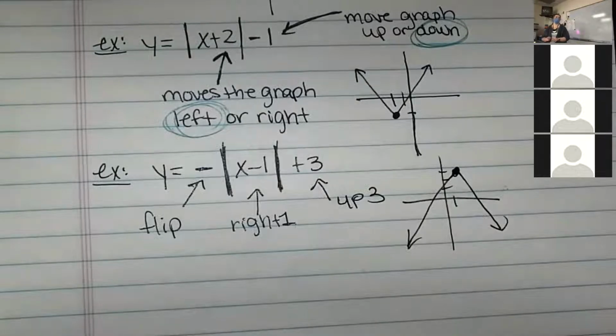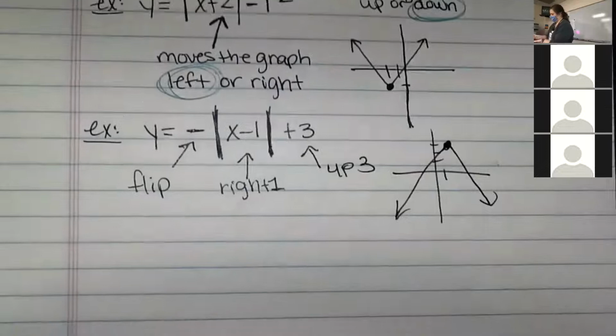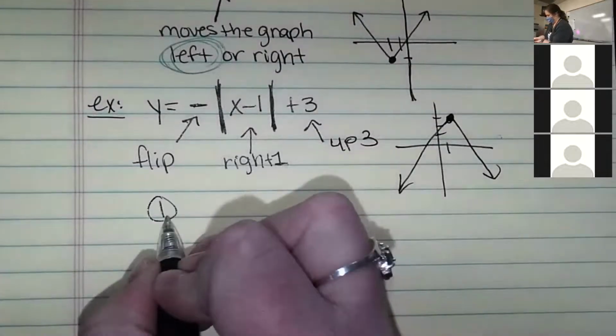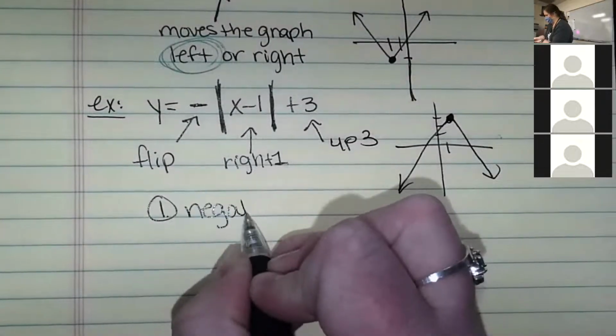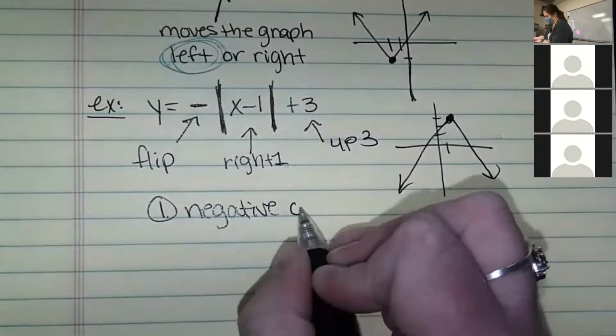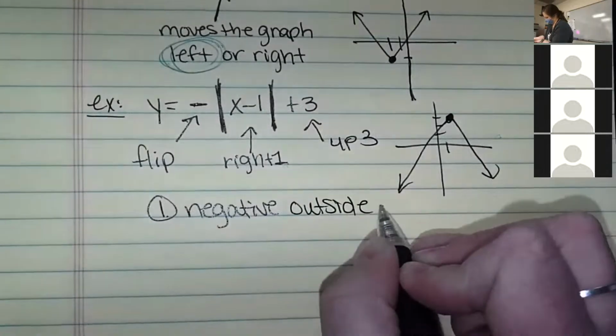Pretty cool. So what you're going to take from today: negative on the outside. What does that mean? If there's a negative on the outside, flipped.